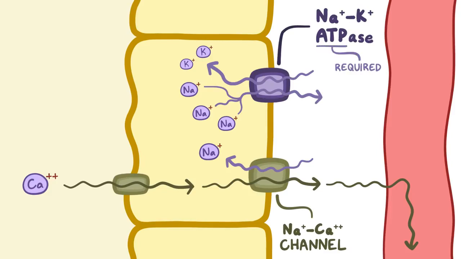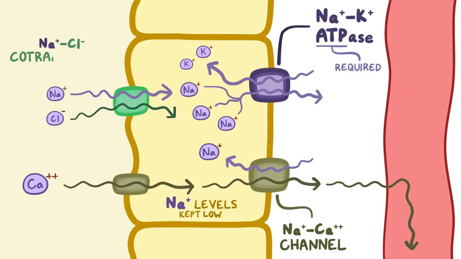So the sodium-potassium ATPase on the basolateral surface keeps the intracellular sodium levels low, and that allows more sodium to flow into the tubule down its concentration gradient on the basolateral surface through the sodium-calcium channels, and on the apical surface through the sodium chloride cotransporter.